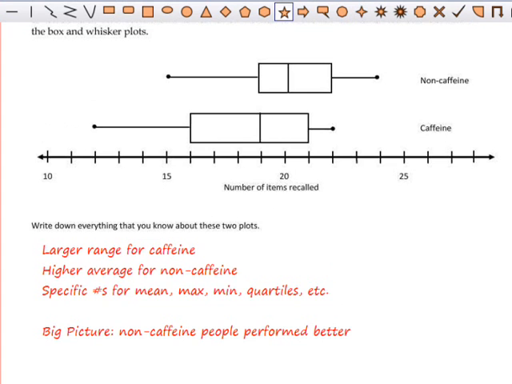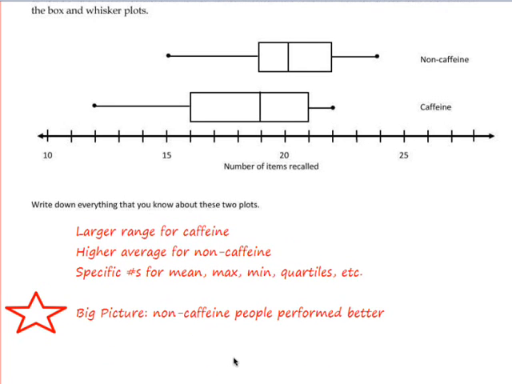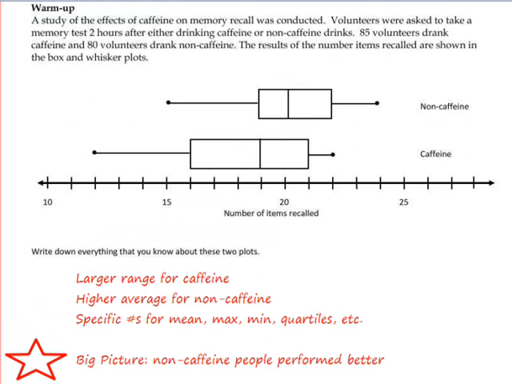The big picture thing that I needed you to know, and look, boom, star, big picture, it's important, is that the non-caffeine people perform better. We should be able to look at a box and whisker plot and say, what knowledge can you gain from this data? And all of the specific numbers tell us that people who did not have a caffeine drink did better than those that did. Okay? All right, so there's that.